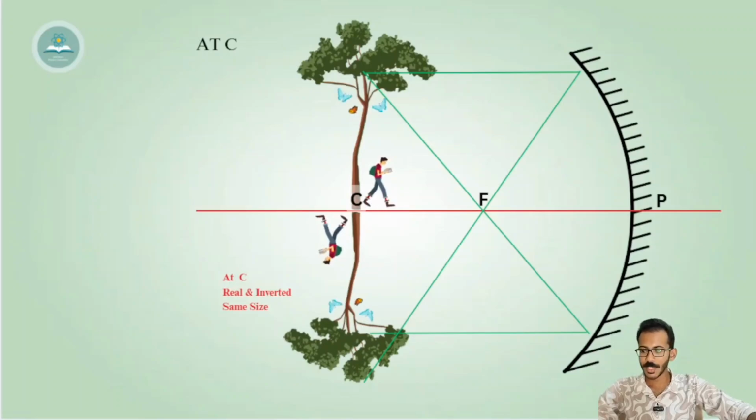As I told you, the first ray will be parallel to the principal axis. I took my first ray. It should pass through the focus. It is passing through the focus.